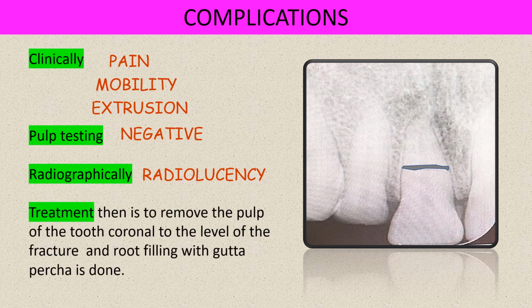Treatment is very simple. All you have to do is make an access cavity, remove the pulp of the tooth coronal to the level of the fracture and then fill it up with gutta percha as I have shown in the photograph. So you have to do your root canal filling only till the fracture line and not beyond. Now this type of treatment is pretty successful and it has shown good long-term prognosis, but it is effective only for middle one-third fractures and apical one-third fractures.